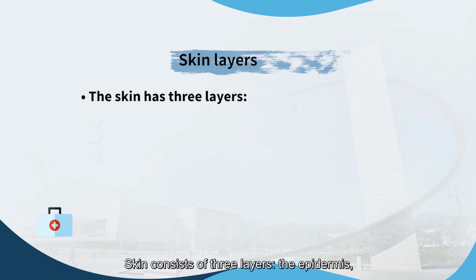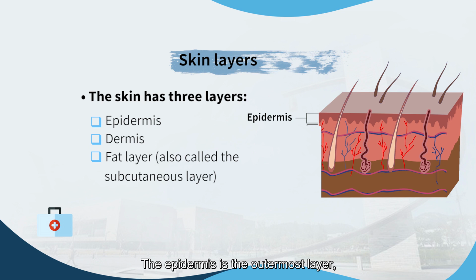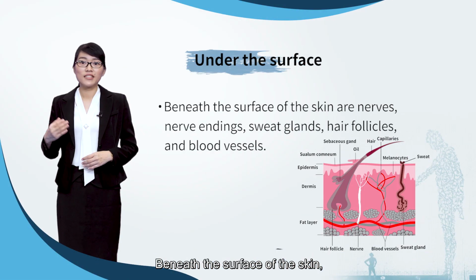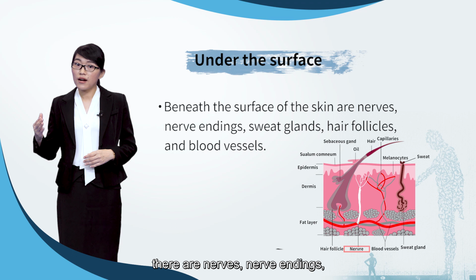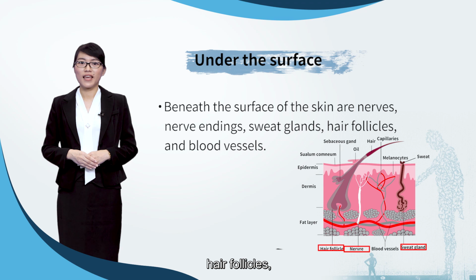Skin consists of 3 layers: the epidermis, dermis, and hypodermis. The epidermis is the outermost layer with an average thickness of 0.2 millimeters. Dermis is a thick layer lying below, and hypodermis is also called subcutaneous layer or fat layer, composed of loose connective tissue and fat.